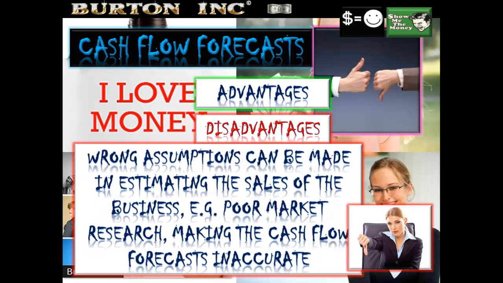Wrong assumptions can be made when estimating the sales of the business. So if we haven't done our market research properly, ineffectual market research will make cash flow forecasts inaccurate.